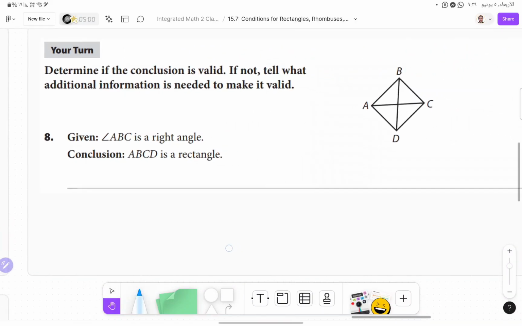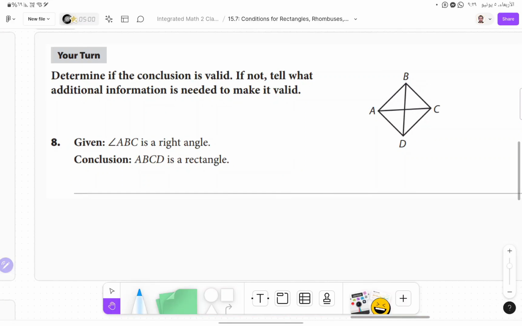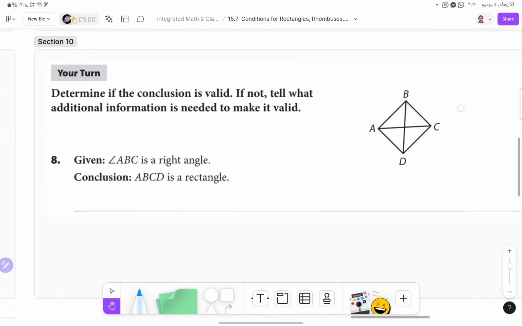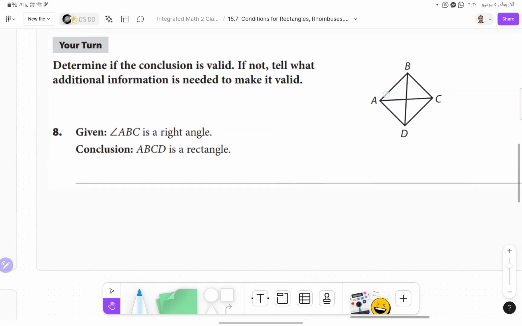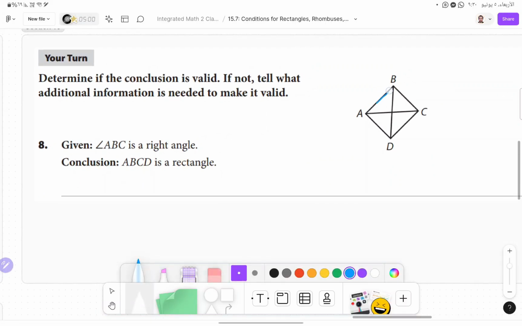Here, determine if the conclusion is valid. If not, tell what additional information is needed to make it valid. So as you can see here, I have this shape. From the given information, it's saying triangle, angle ABC, from A to BC, so all of that is a right angle. This one here is a right angle, means this one is 90. So it's saying ABCD is a rectangle.